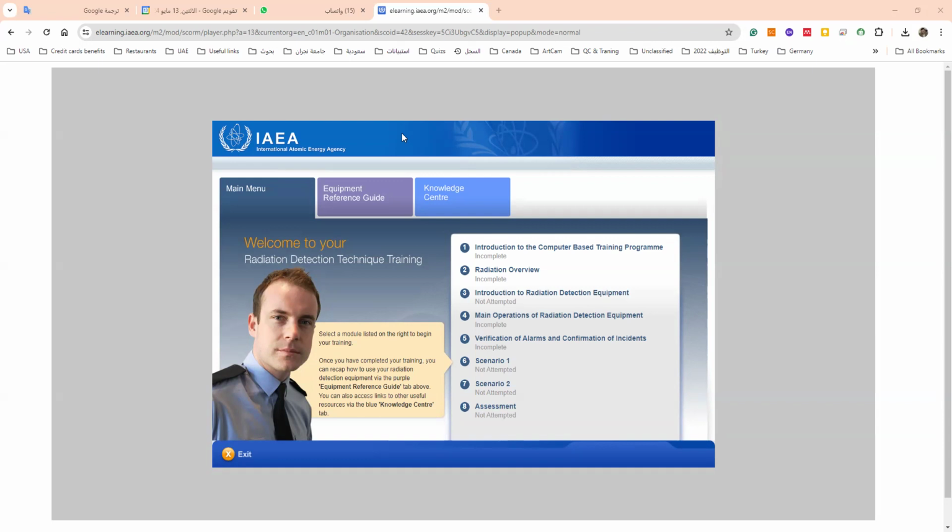This will be the second session, the final session, under the title Radiation Detection Technique Training. And I will go very quickly through the five parts required in this session. The first one, introduction to computer-based training program, radiation overview, introduction to radiation detection equipment, main operation of radiation detection equipment, verification of alarm and confirmation of incidents. Okay, let's start with the first one.